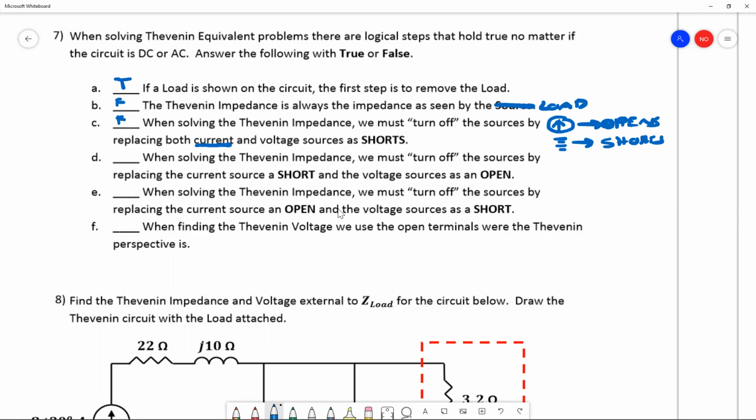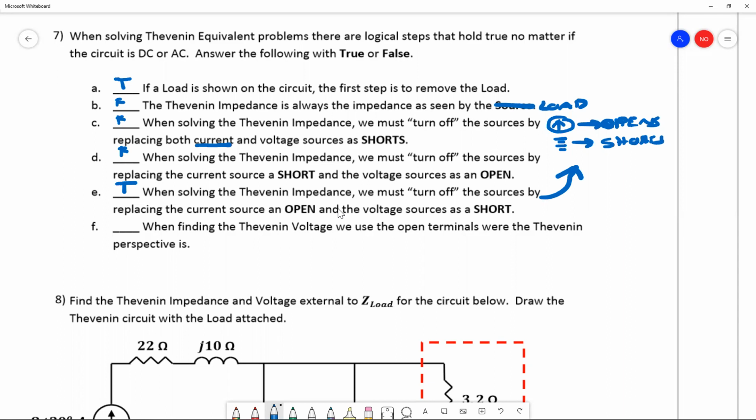D, when solving for the Thevenin impedance, we must turn off the sources by replacing the current sources as shorts and the voltage sources as opens. That is, we check here, false. Remember, they switched them. These should be opens, these should be shorts. When solving for Thevenin impedance, we must turn off the sources by replacing the current source with an open and the voltage sources with the shorts. Now that is correct. That is true.